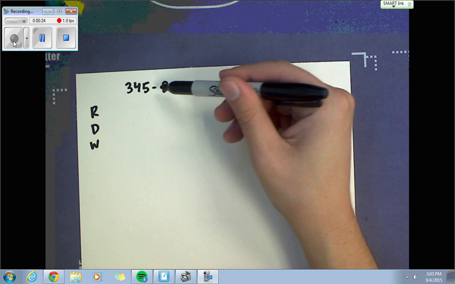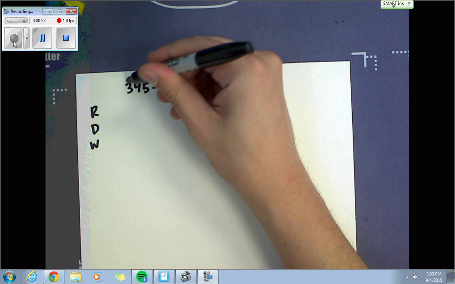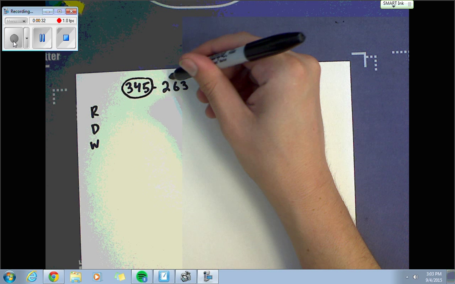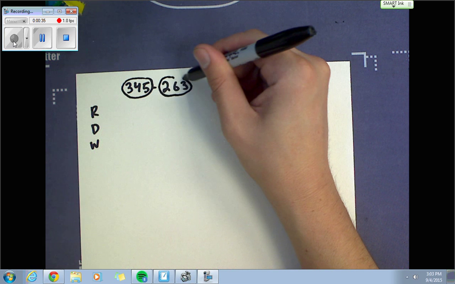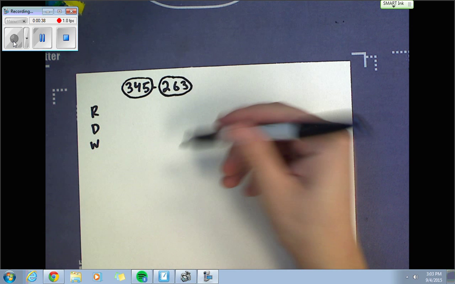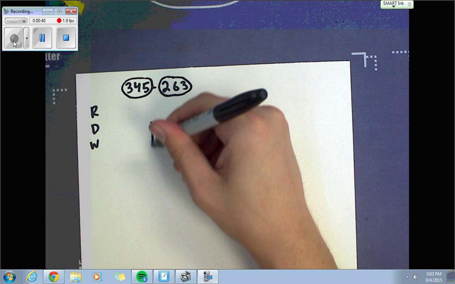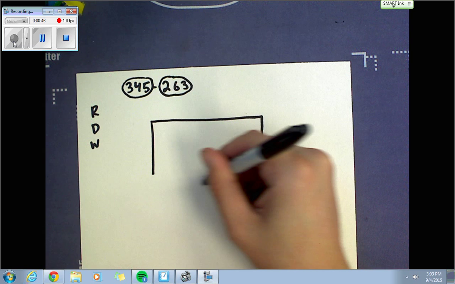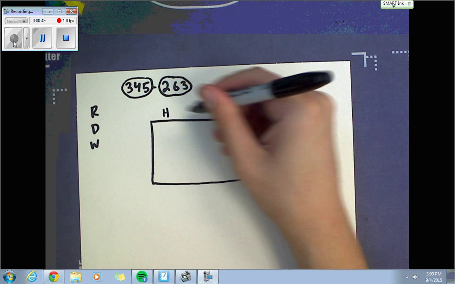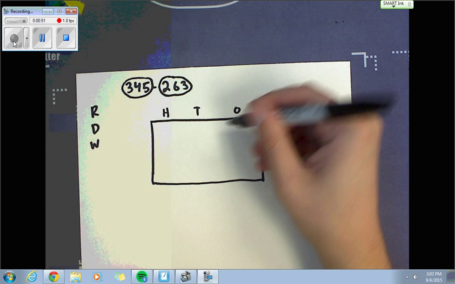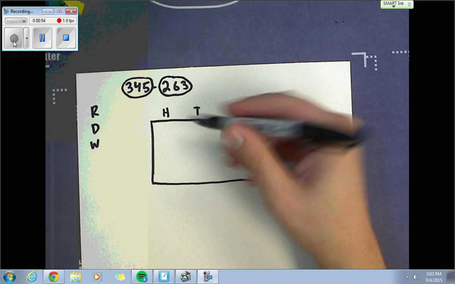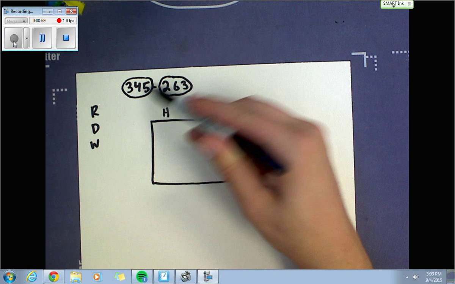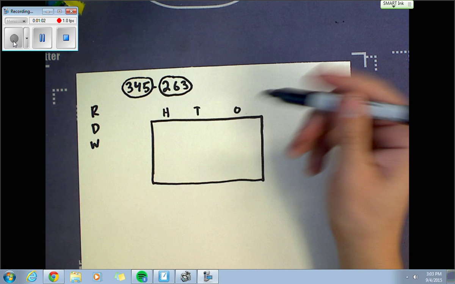345 take away 263. So my two values: my minuend is 345. My subtrahend is 263. Now I'm going to move into the draw and model part of the process. For this strategy, you do the same basic setup. You're going to start by creating a really simple place value mat for the hundreds, tens, and ones. If this was a 4-digit number, you would just make it a little bit bigger and do thousands, hundreds, tens, and ones. But since I'm only subtracting 3 digits from 3 digits, hundreds, tens, and ones is going to be enough for this problem.